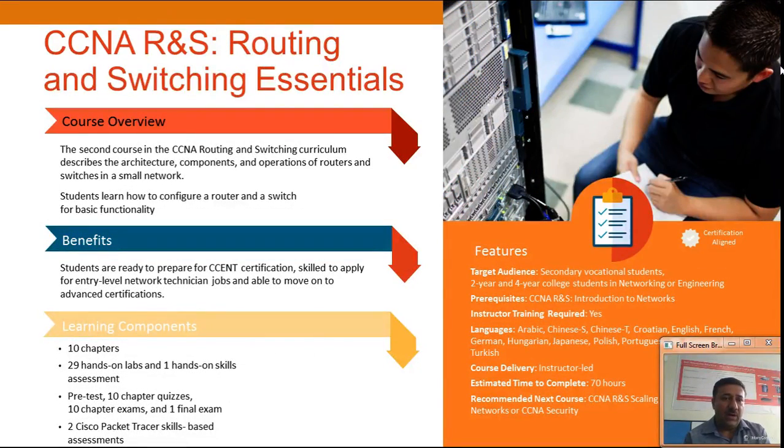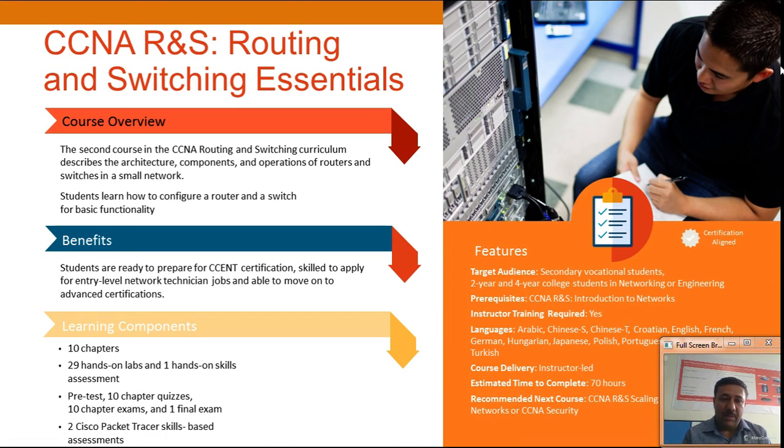After that, we have module 2 in the CCNA, which we are covering in semester 4. The second course in the CCNA Routing and Switching curriculum describes the architecture, components, and operation of routers and switches in a small network. Students learn how to configure routers and switches for basic functionalities.